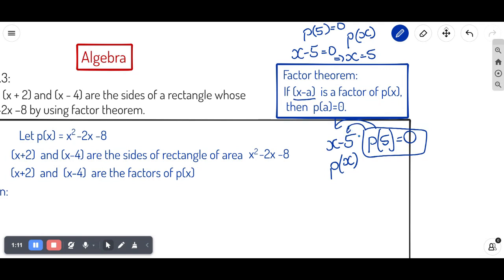If you verify this, you can just say this is a factor. This is what you are going to do. You are going to check whether x minus 5 or x minus 4 is a factor of your polynomial p of x. So let's move on to this question.